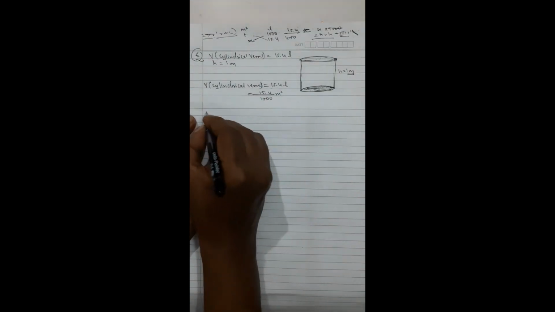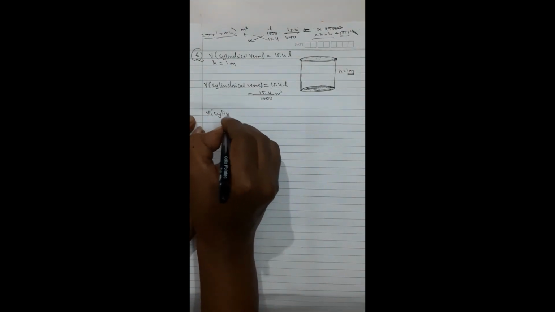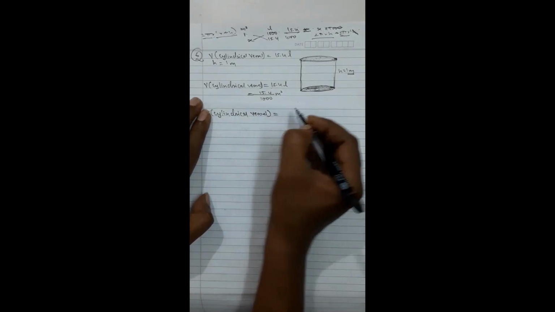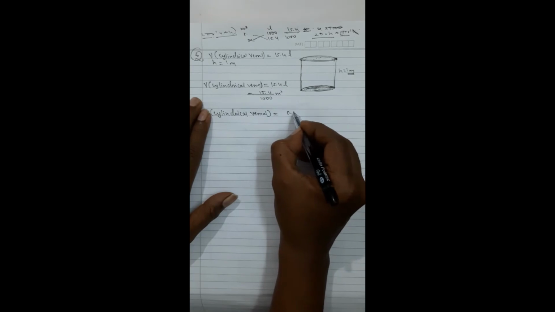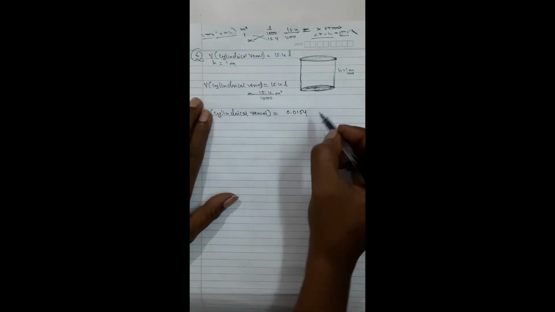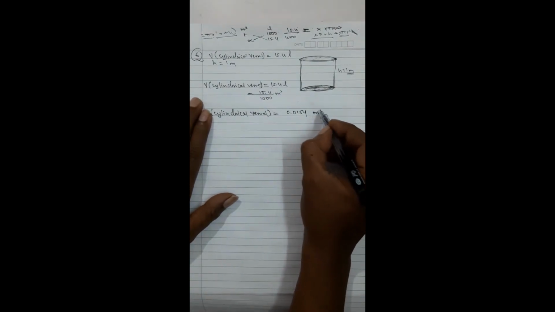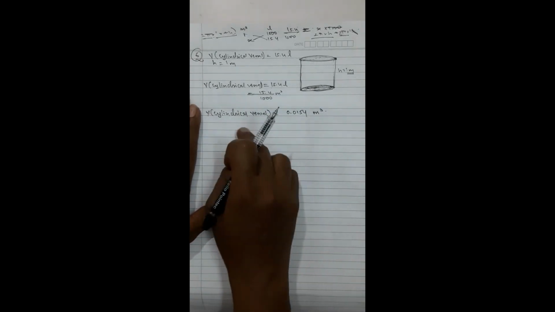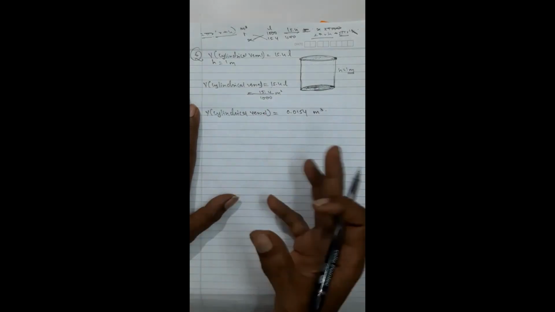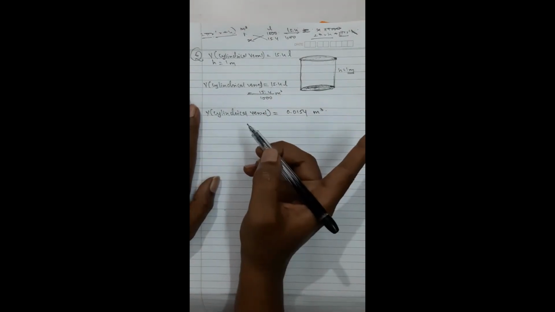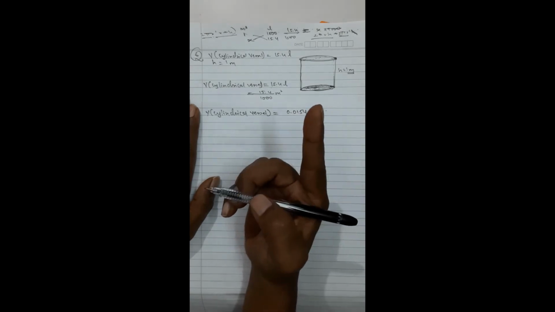So volume of cylindrical vessel, we will get it as 0.0154 meter cube. Three decimal places: 1, 2, 3. So we have got the volume of the cylindrical vessel in meter cube, and volume of the cylindrical vessel is nothing but the capacity of the cylindrical vessel. Capacity of the cylindrical vessel will actually be the volume.